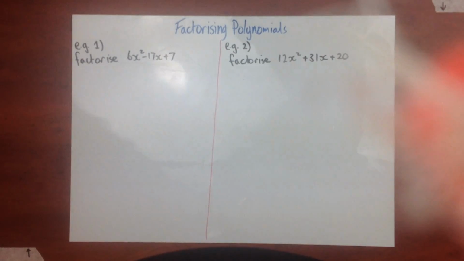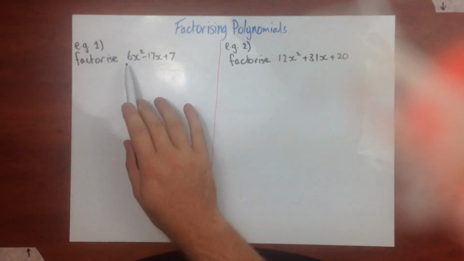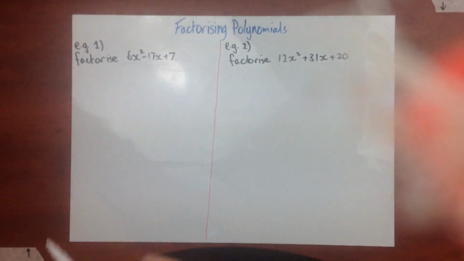Okay, in this video we're going to have a look at factorising some polynomials, so doing some examples. In the last video we went through some of the theory, now it's time to put it into practice. So we're looking at factorising 6x squared take 17x plus 7.